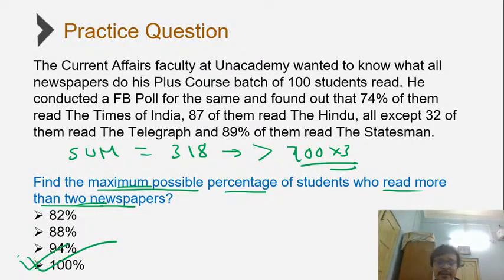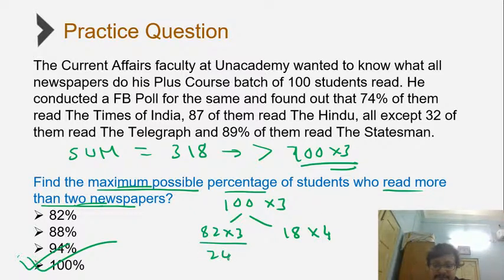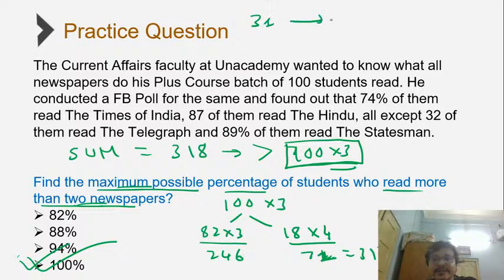The easiest way would be making, out of the 100 people, 18 people go into the 4 newspapers category and the remaining 82 people into the 3 newspapers category. That would be a total of 318. Remember, the difference between 318 and 300 is 18, which means all I need to do is move 18 people from the 3 newspapers to the 4 newspapers category. Hence the answer is option D, that is 100%.